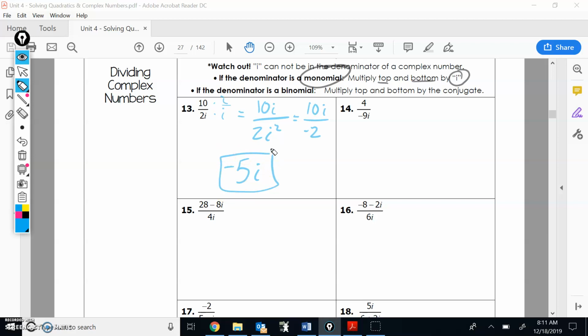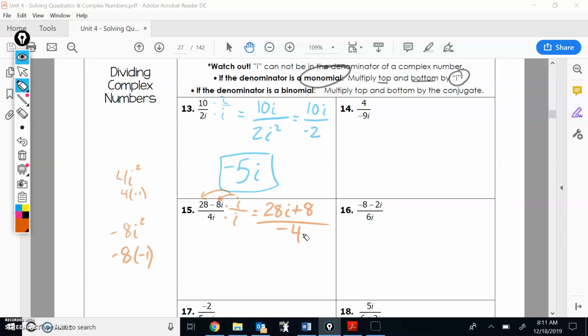Let's do 15, and then we'll get to a binomial. Number 15, let's multiply the top and bottom by i. The top becomes 28i, and I'm going to do this all in one step, this distribution. -8i times i is -8i squared, but then again, i squared is like saying -1, so this becomes a +8, and on the denominator, 4i times i is 4i squared, which is like saying 4 times -1, which is -4.